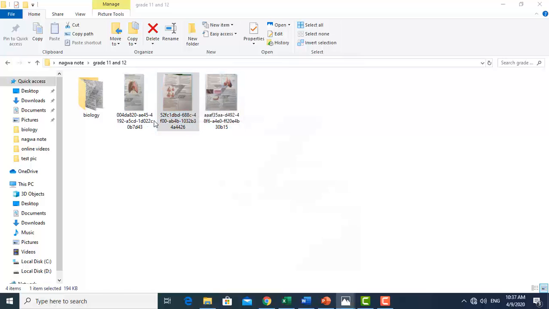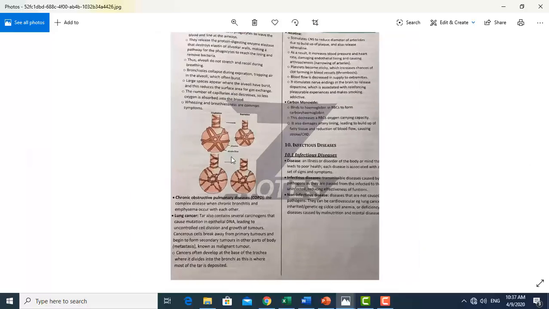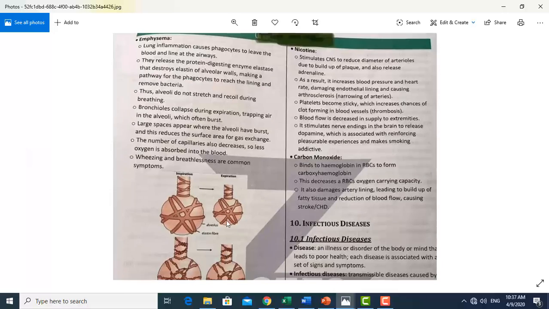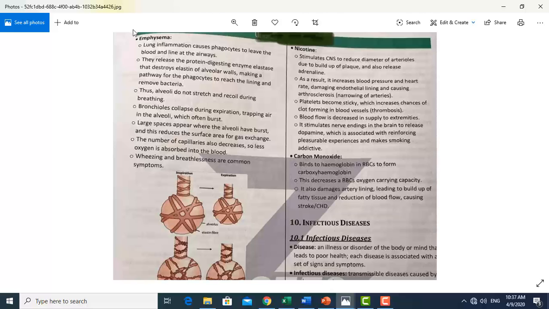Now we've got the last part here. Emphysema. What is emphysema? When the lung is inflamed, it causes phagocytes to leave the blood and line the airways. They release the protein digestion enzyme, elastase, that destroys the elastin of alveolar walls, making a pathway for phagocytes to reach the lining and remove the bacteria.